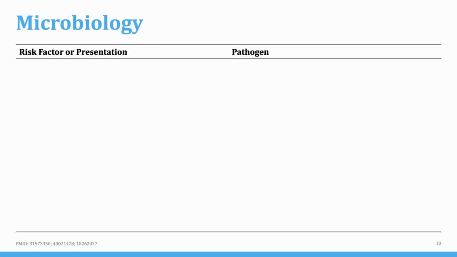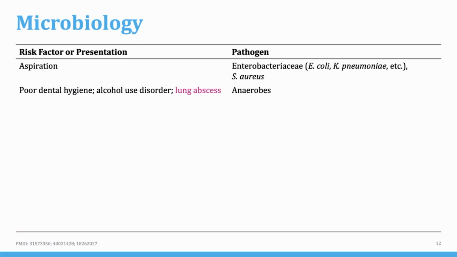In further trying to elucidate the potential pathogen involved in a pneumonia, it's important to think about the risk factors or the specific circumstances of their presentation. For example, with aspiration pneumonia, the most common pathogens are Enterobacteriaceae, such as E. coli or Klebsiella pneumoniae, or Staph aureus. These bugs have actually now superseded anaerobes as the primary driver of aspiration.